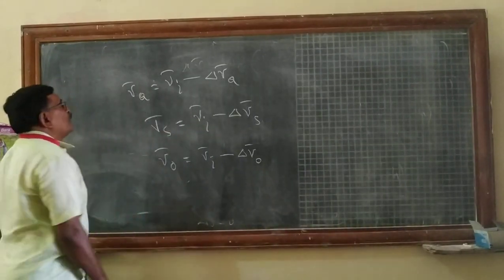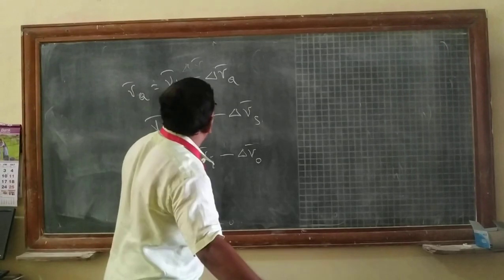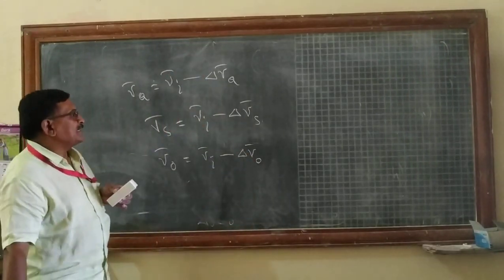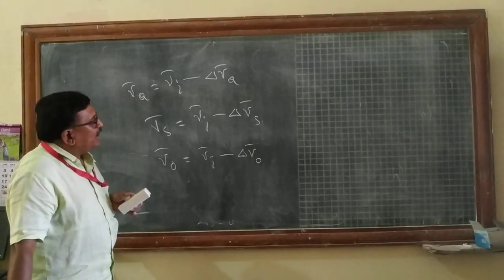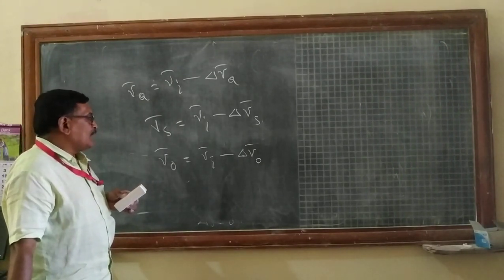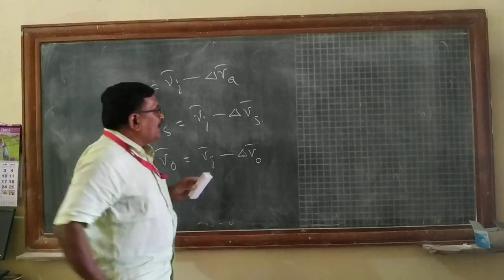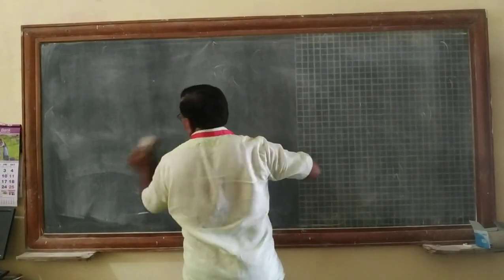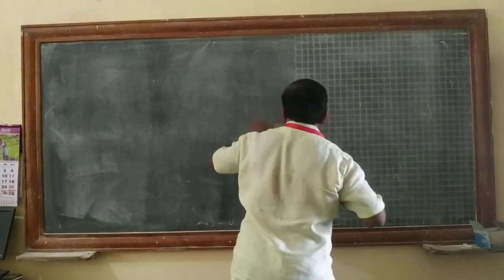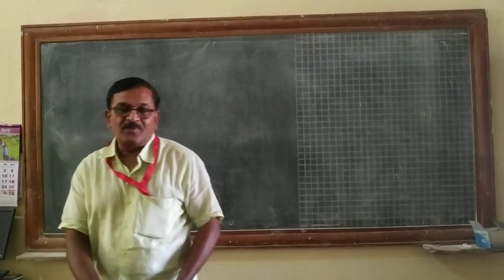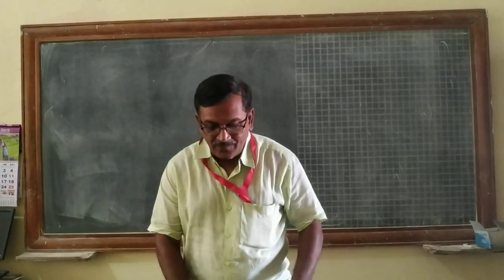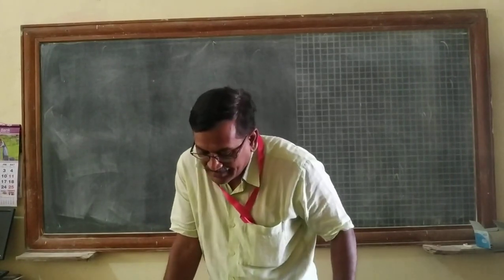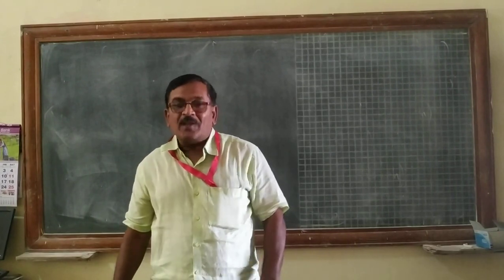So these are all the equations. Nu bar q is equal to nu bar I minus delta nu bar q. The second one, nu bar s is equal to nu bar I minus delta nu bar s. Nu bar o is equal to nu bar I minus delta nu bar o. These are called the rotational and vibrational Raman spectra for diatomic molecules. Then what are the advantages of Raman spectra over infrared spectroscopy?